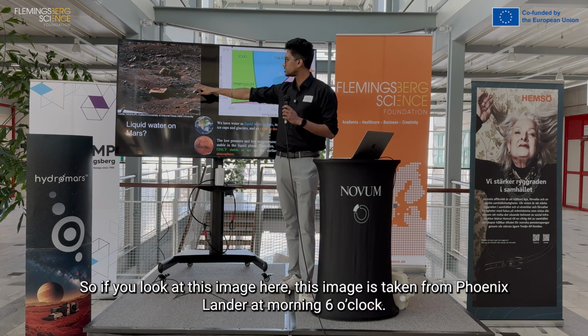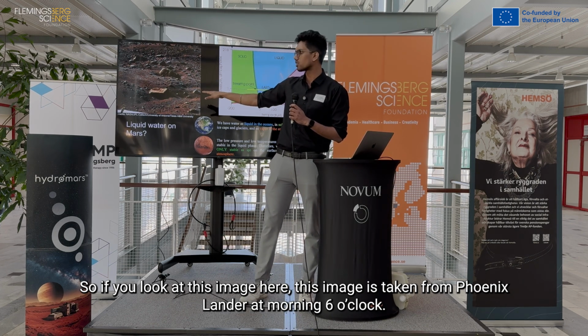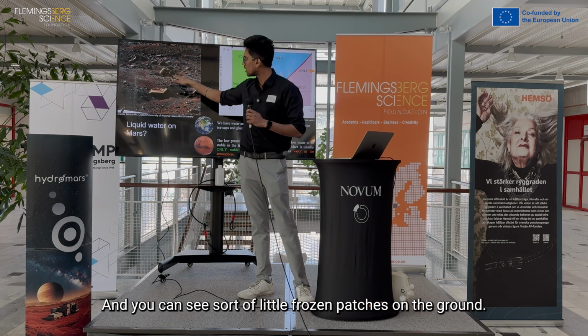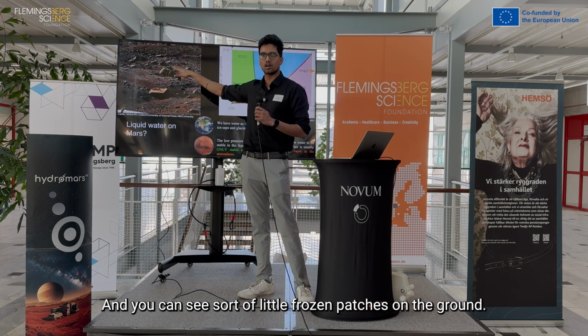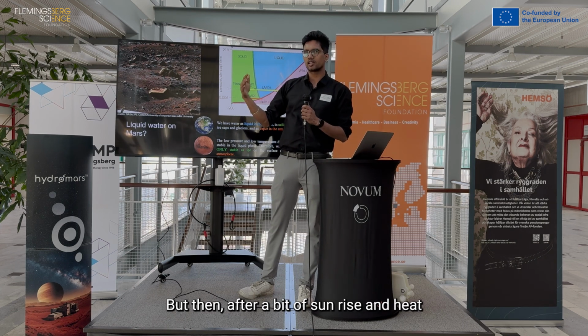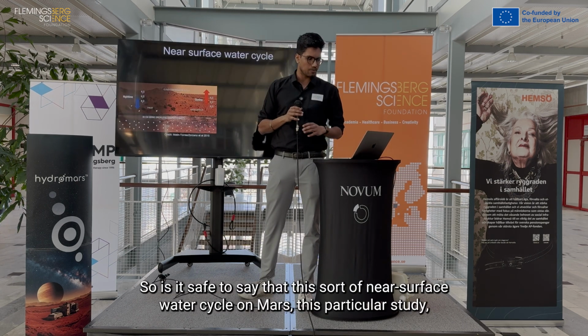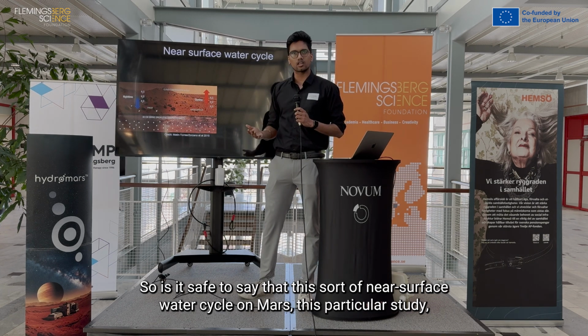If you look at this image, taken from the Phoenix lander at 6 o'clock in the morning, you can see little frozen patches on the ground, but then after a bit of sunrise heat, it evaporates back. So is it safe to say that there's a near-surface water cycle on Mars?